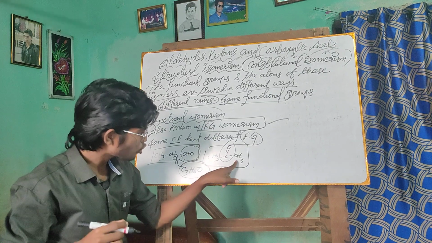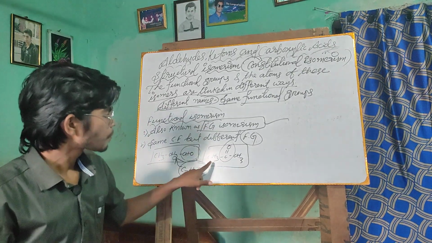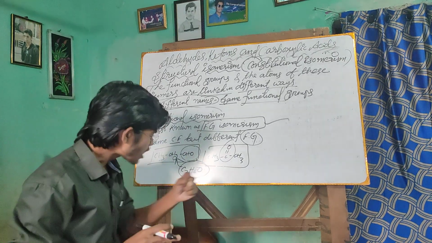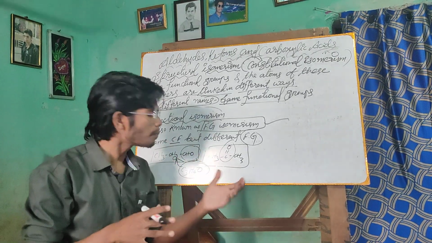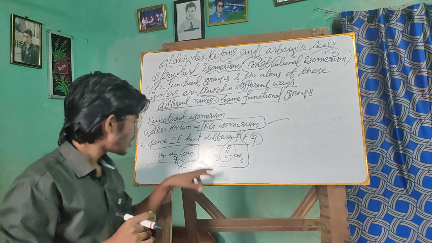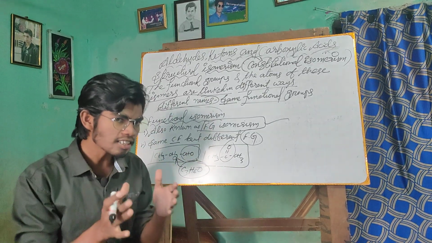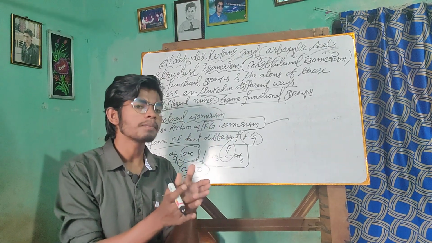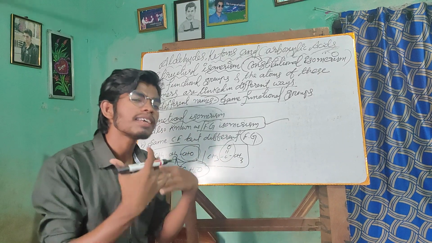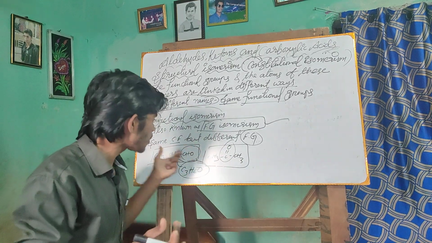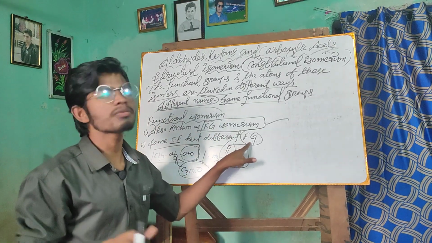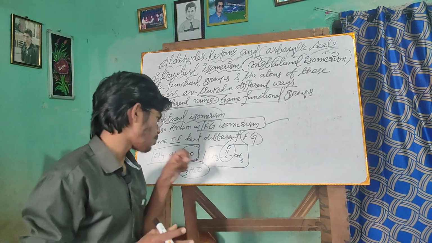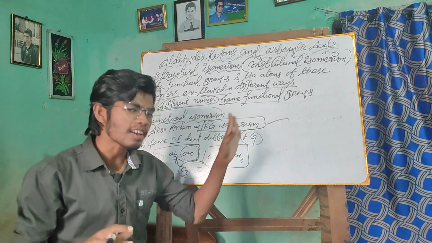Similarly here also three carbon atoms are there, six hydrogen atoms, and one oxygen atom: C3H6O. That means the chemical formula of both these compounds is the same, but what is different here? Here the functional groups are different. So that is what is called functional isomerism. Compounds having the same chemical formula but different functional groups are known as functional isomers, and the phenomenon is called functional isomerism. So that's all about functional isomerism.